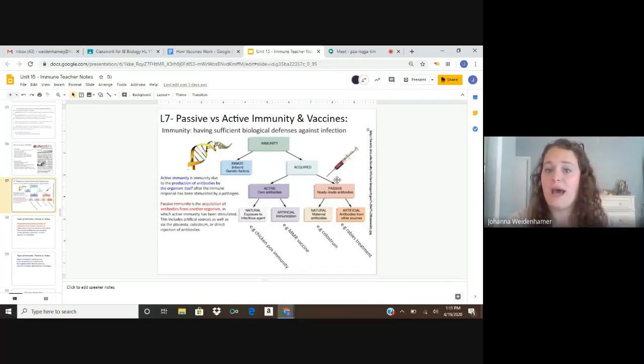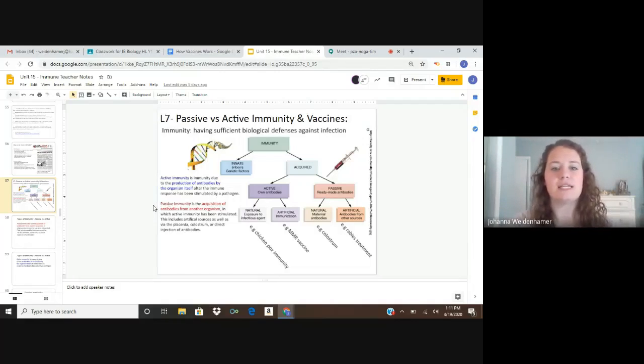We also have passive immunity. So let's take a look at what exactly passive immunity means now. Passive, I think of it as now there's ready-made antibodies being injected into the body. So you're not immediately making your own antibodies. Antibodies are being given to you to then stimulate antibodies of your own.